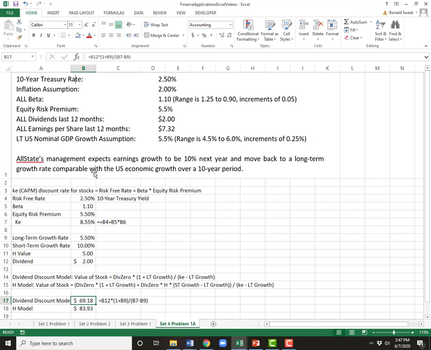But there's the answer for Allstate, and so your other company, you just plug in the numbers for that company and you will get the valuation for the second problem.